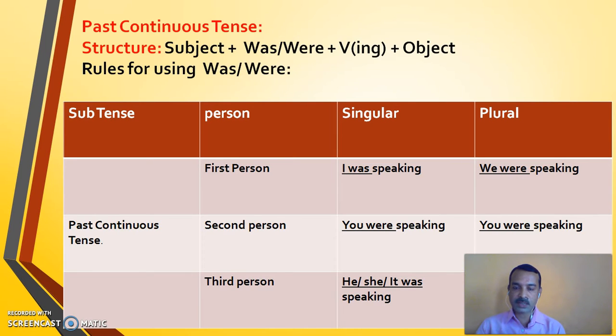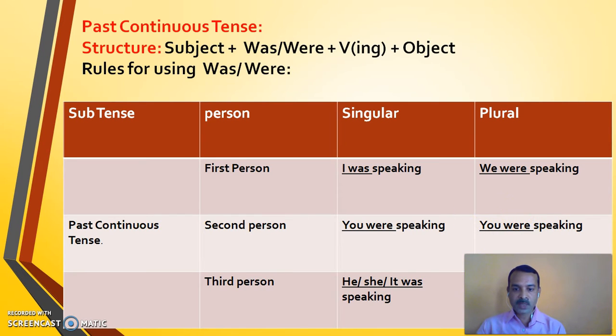And here are the rules of using was and were. If the subject is singular, we use was. If the subject is plural, we use were. If it is first person singular, I was using. If the subject is plural, we say we were speaking. In the second person, you were speaking. This is second person singular, and the second person plural form is also you were speaking.